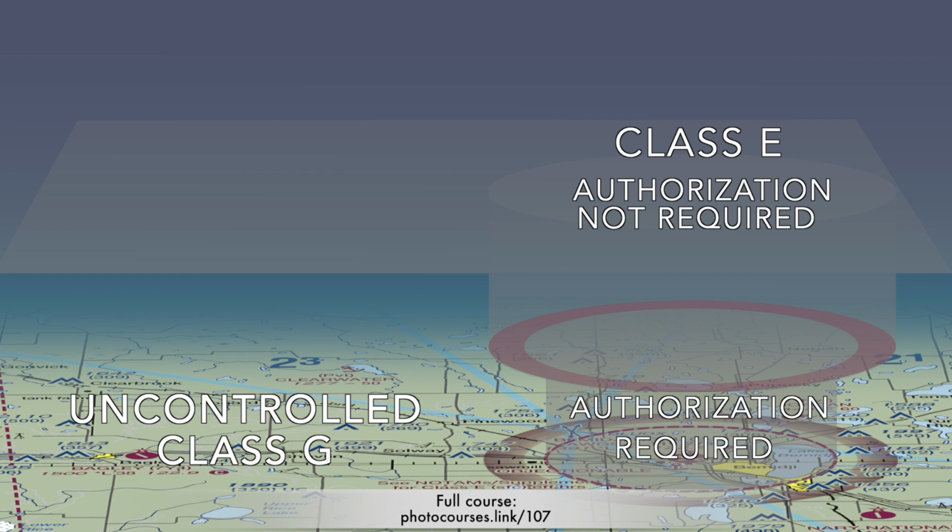Now, with all of that said, that doesn't mean that you're free from any kind of risk of manned aircraft flying around you. You still need to look out for manned aircraft in both controlled and uncontrolled airspace. You just need authorization inside of that dashed magenta line associated with an airport for Class E. We'll continue with our alphabet next with Class D airspace.